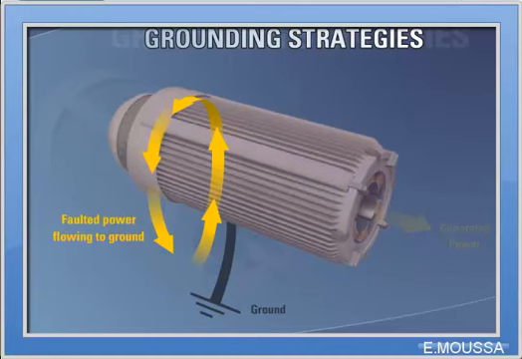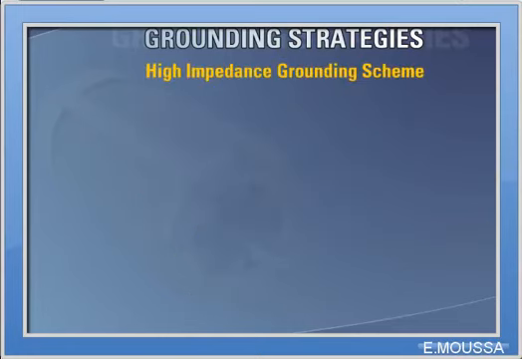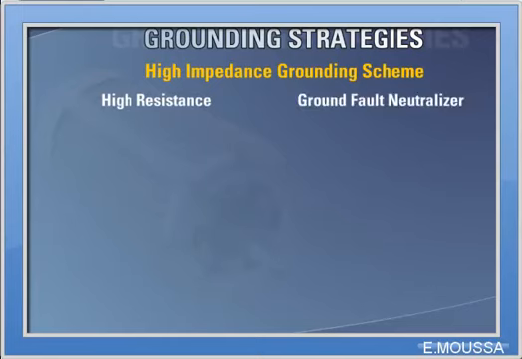The general purpose of a grounding strategy is to decrease the level of fault current that is allowed to flow back into the generator during a ground fault condition. We will now examine some of the common grounding strategies used to protect generators. The first strategy we will look at is the high impedance grounding scheme, of which there are two types. The first is high resistance, and the second is ground fault neutralizer.